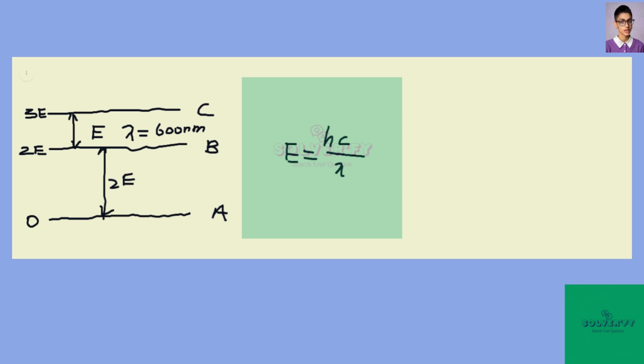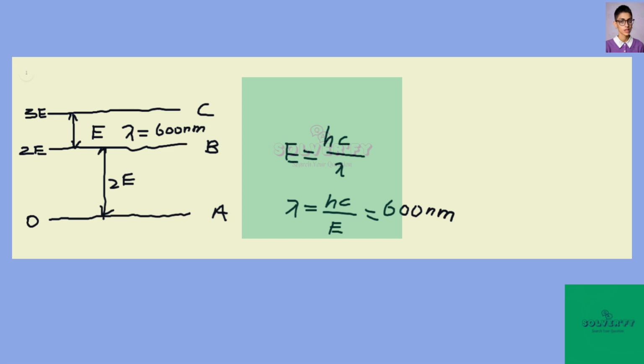And solving for lambda, we get lambda is equal to Hc divided by E. All right. And for the transition from C to B, this value is equal to 600 nanometers.